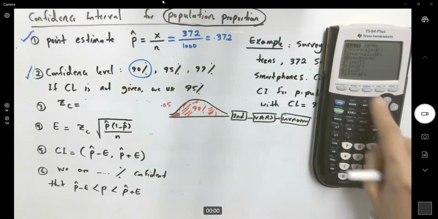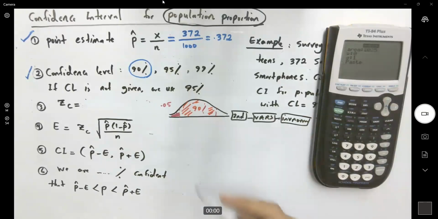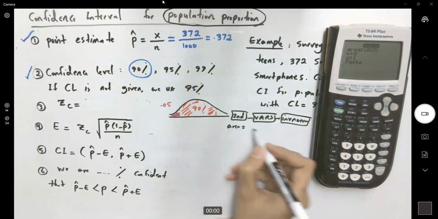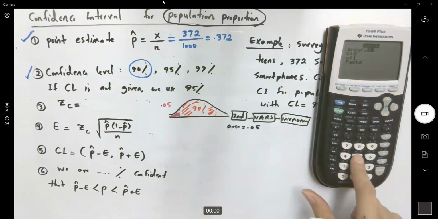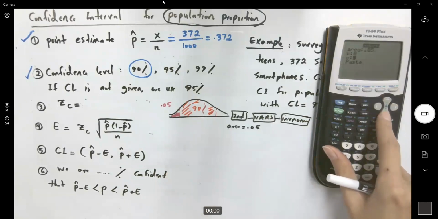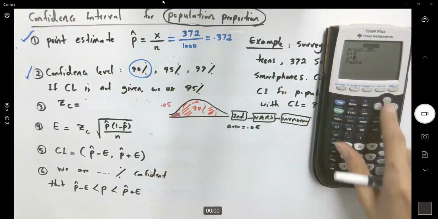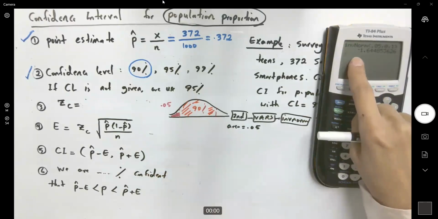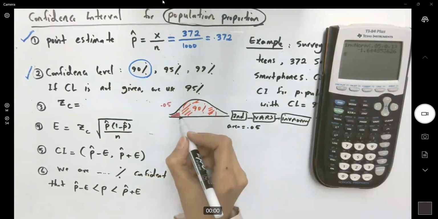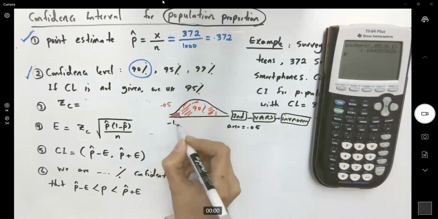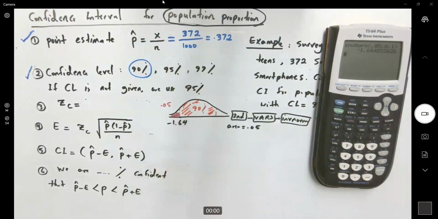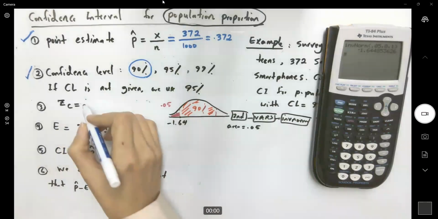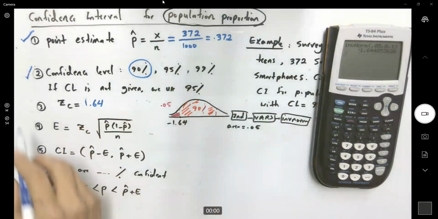Second vars, inverse norm, and then enter the area. The area is 5%, 0.05. The mean is 0, standard deviation is 1 because we are working with z values, z scores. So when we enter that, the z value is negative 1.64. So the ZC, the critical value, which is the absolute value of negative 1.64, is going to be positive 1.64.